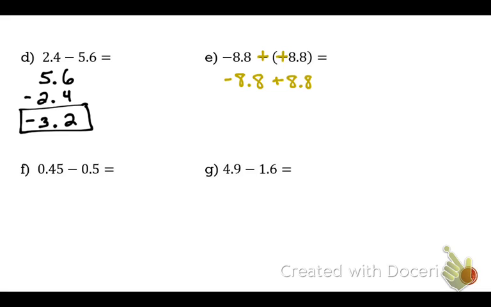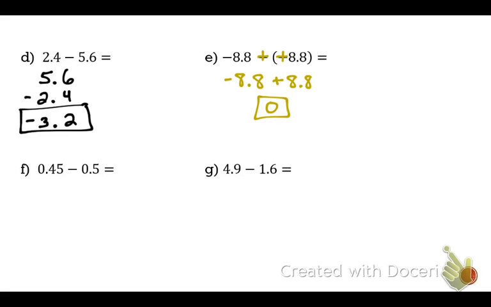Do you remember, like negative 5 plus 5, what does that equal? 0. Negative 20 plus 20? 0. Negative 50 plus 50? 0. So what do you think negative 8.8 plus 8.8 is? 0, okay? That is a number and its opposite.